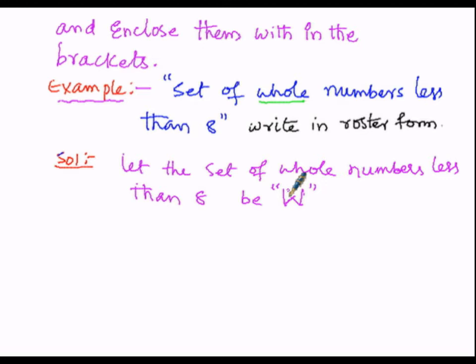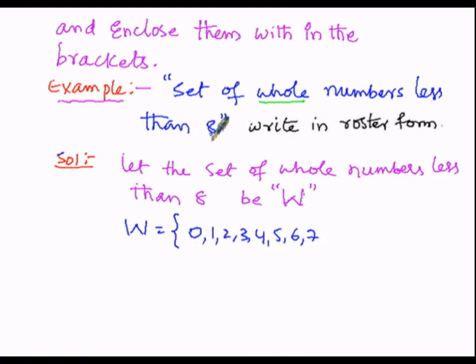Then W is equal to, bracket opens. We have to write all the whole numbers. The least whole number is 0, so it begins with 0, then the immediate successive number is 1, then 2, 3. But we have to write all the whole numbers that are less than 8, so only up to 7: 4, 5, 6, 7. If I include 8, then it will be equal to 8. So these are the whole numbers which are less than 8.